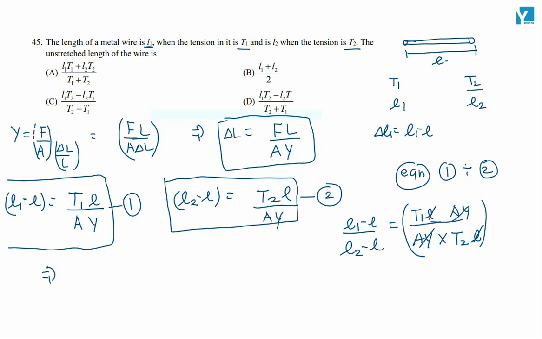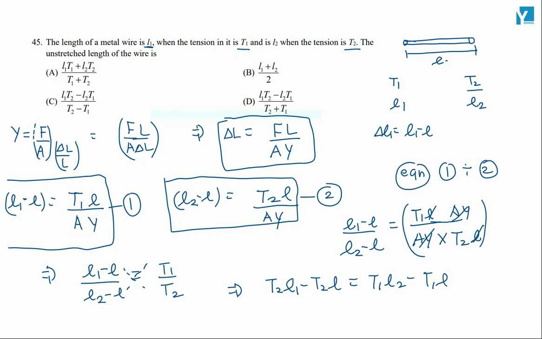So we will be left with L1 minus L divided by L2 minus L equal to T1 by T2. On cross multiplying, we will get T2 L1 minus T2 L is equal to T1 L2 minus T1 L.